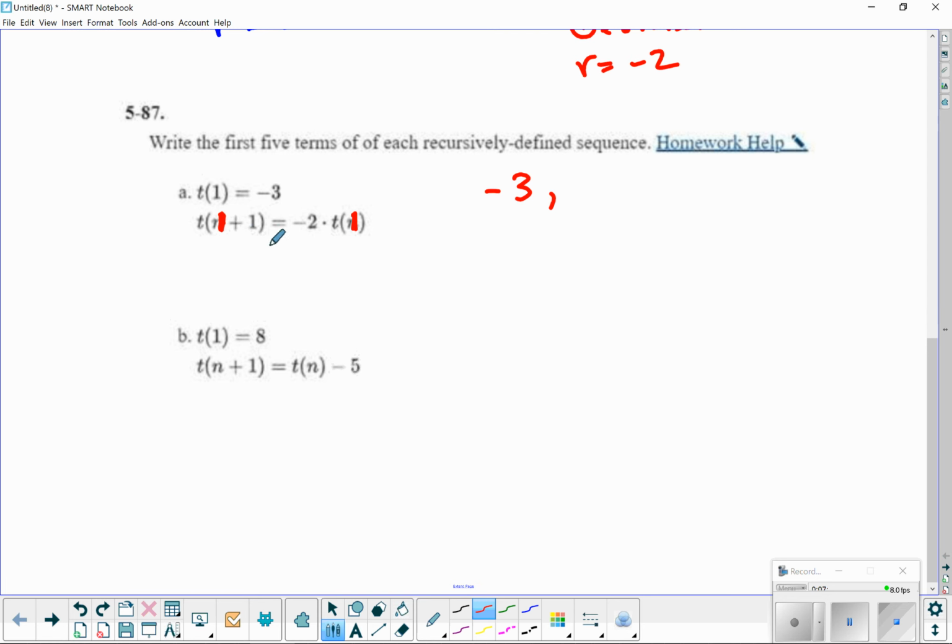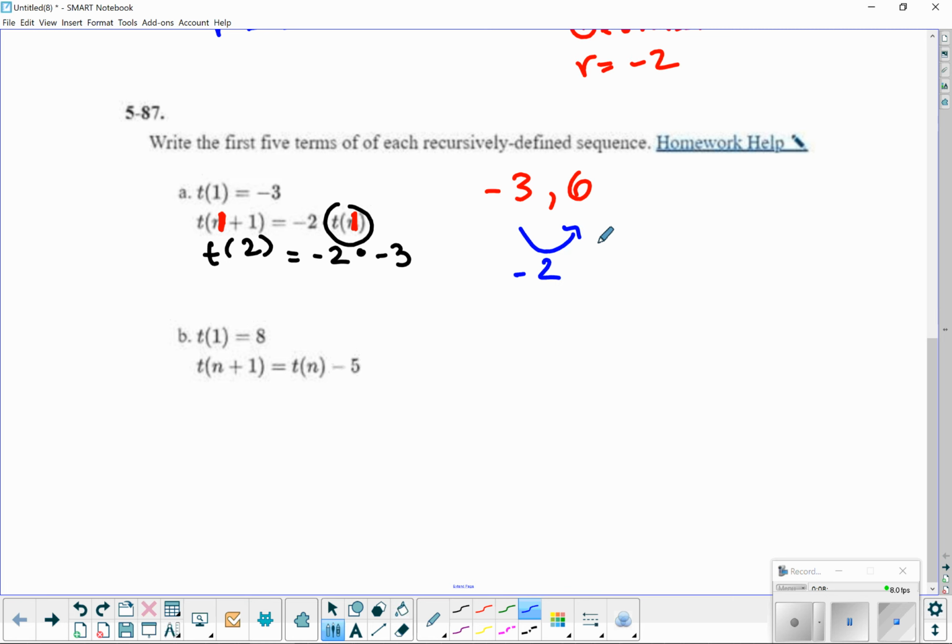So to get the next term, let me write this down. This would be t of 1 plus 1, which is 2, is equal to negative 2 times t1, and t1 is up here, t1 is negative 3. So it'll be negative 2 times negative 3, which will give you positive 6. And basically just understanding that the common ratio is going to be that negative 2, meaning that I'm just multiplying it by negative 2 each time.